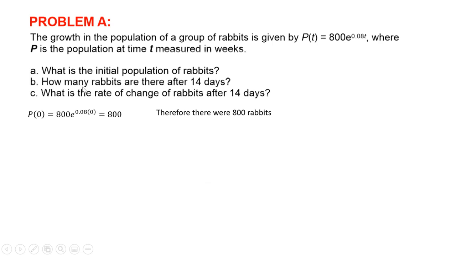We also knew that if I want to know how many rabbits there are after 14 days, there's no calculus involved in that, folks. I'm just going to simply put 2 into the function for t, and it's going to be approximately 939 rabbits. What we didn't get to, and what we do need to talk about today, is what is the rate of change of rabbits after 14 days?